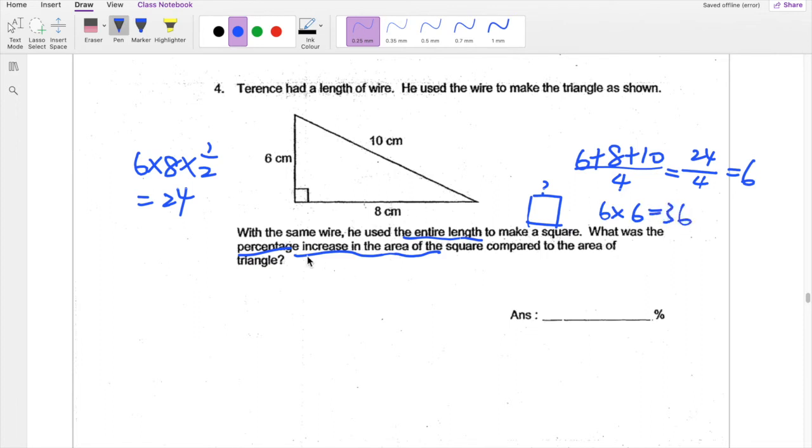Then we calculate the percentage increase compared to the triangle. The increase amount is 12, because 36 minus 24 is 12, based on the area of the triangle. So this is the base. We cannot use 36 as the base, because it's based on the triangle area. The increase is 12 over 24, which is 50%.